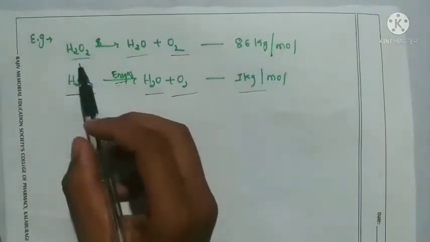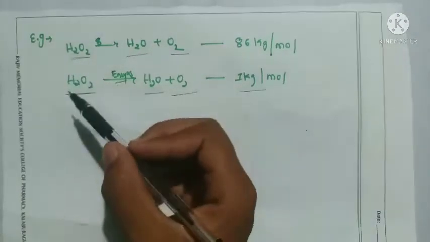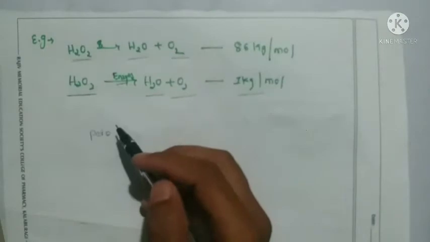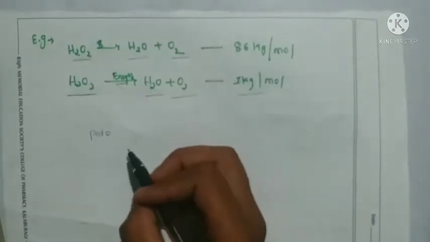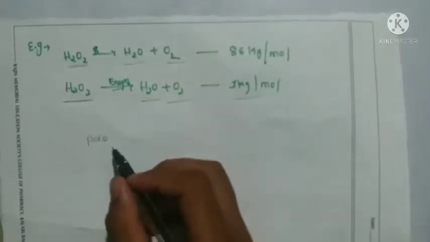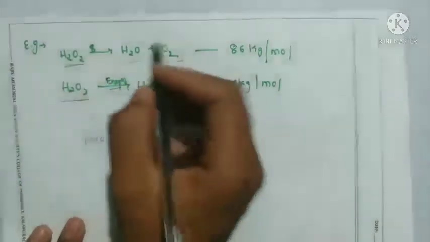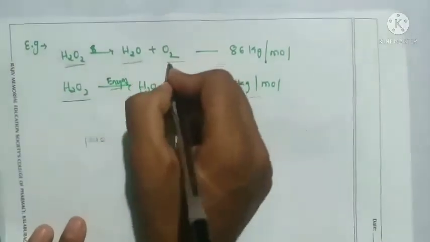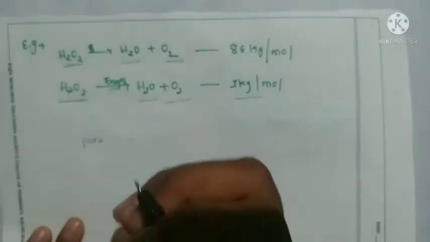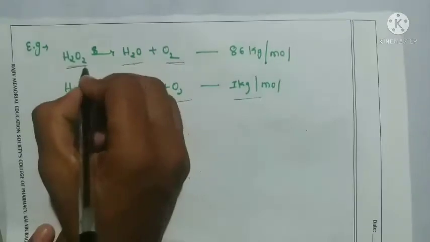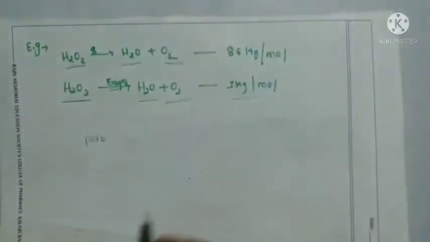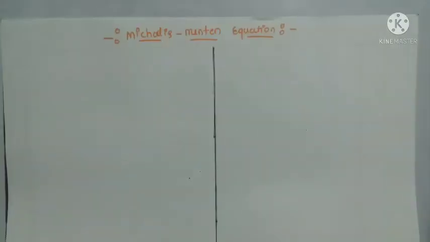Here the hydrogen peroxide is broken down with the help of an organelle present in our body, called the peroxisome. It converts hydrogen peroxide into water and oxygen, and this peroxisome protects our body from hydrogen peroxide. These are the factors affecting the rate of reaction in enzyme kinetics.